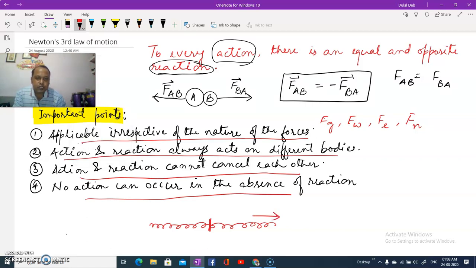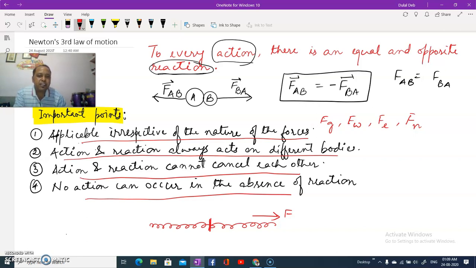Suppose one team is pulling in this direction. Now, if there is action, like if it is pulled in this direction and no one is pulling from the other end, then this action will not be there. You cannot have action in the absence of reaction. These two forces, action and reaction, will occur, one will occur only if there is the other.